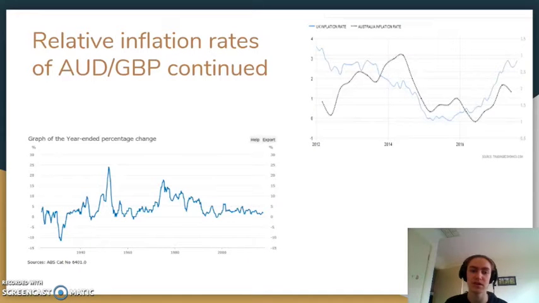Relative inflation rates of AUD/GBP continued. The United Kingdom's inflation rate has fluctuated since the beginning of 2017, ranging from 1.8% CPI in January to 2.9% CPI in May and August. This fluctuation of inflation rate provides an uncertainty as to the future of the UK's inflation rate. However, in comparison to recent years, it has heavily increased by 2.6% since 2015.